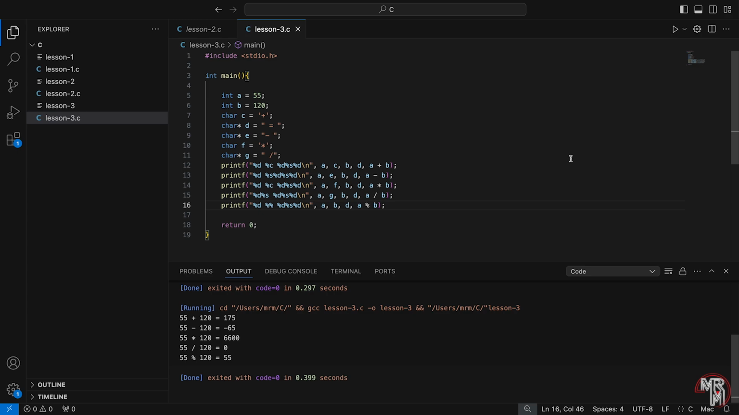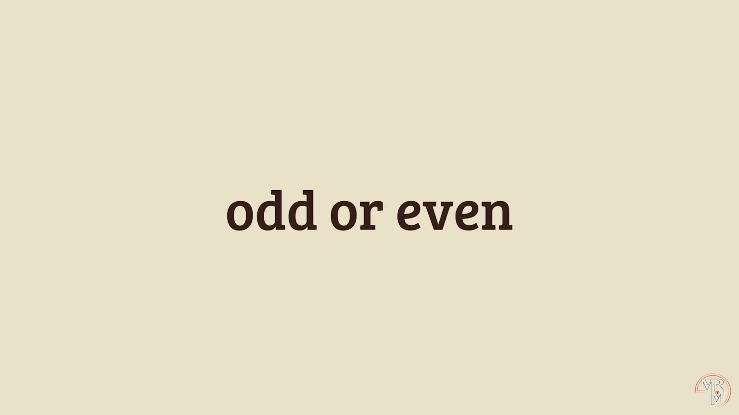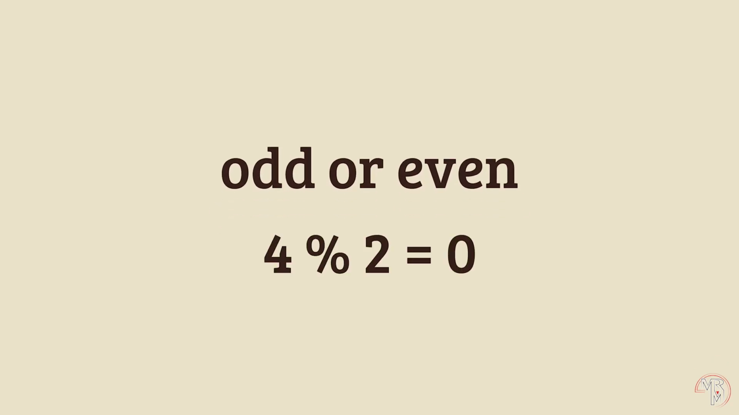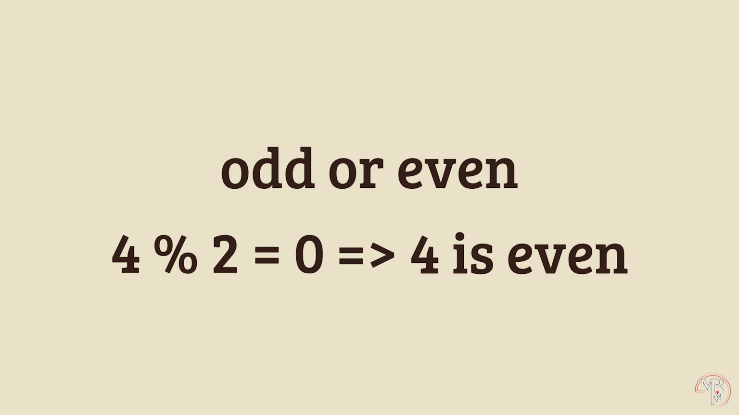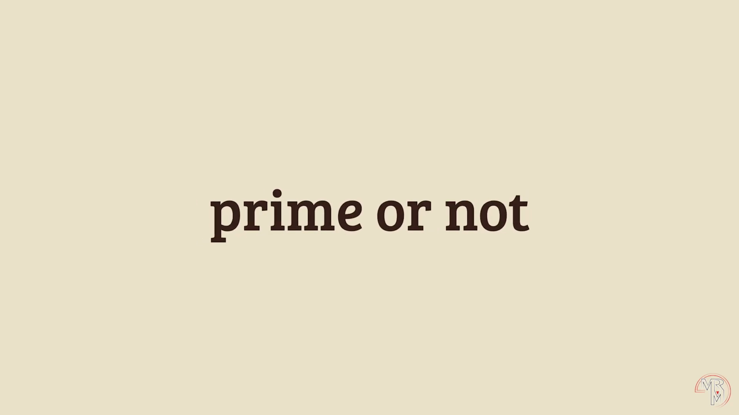Now you might be wondering why the modulo operator exists in programming. What's the use of getting the remainder of division? Well, you can use the remainder of division, for example, to check whether a number is odd or even. If the remainder of division by 2 is 0, the number is even. And if the remainder is 1, the number is odd. Also, you can use the remainder to test whether a certain number is prime or not. But we're not going to do any of that, not now.